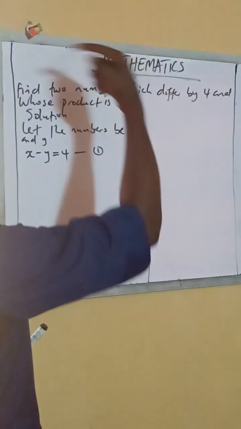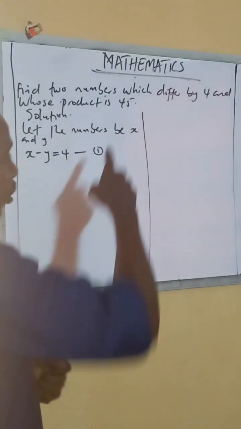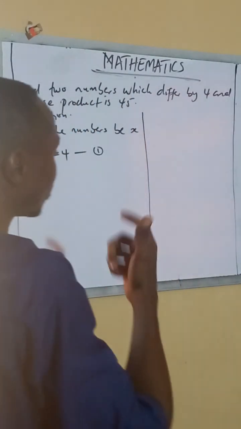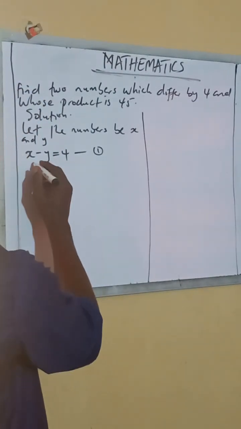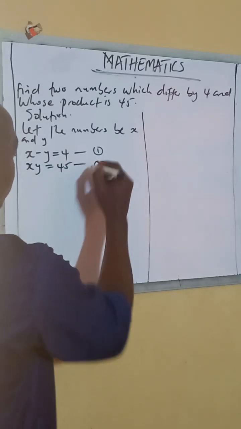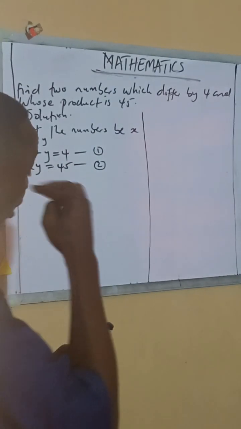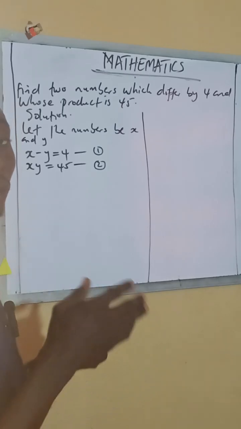They also say that for these same numbers, their product is equal to 45. When they say product, it means multiply, so it becomes X times Y equals 45. You don't need to be confused about the product, you just need to subtract and work on them.